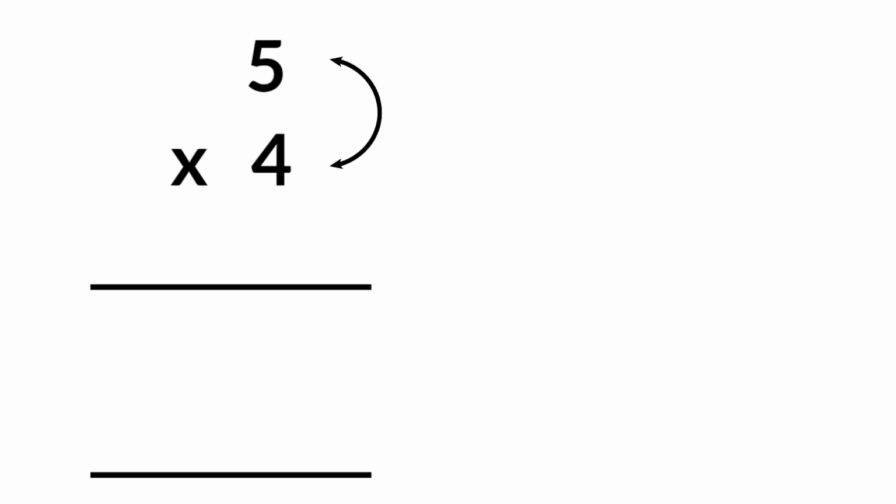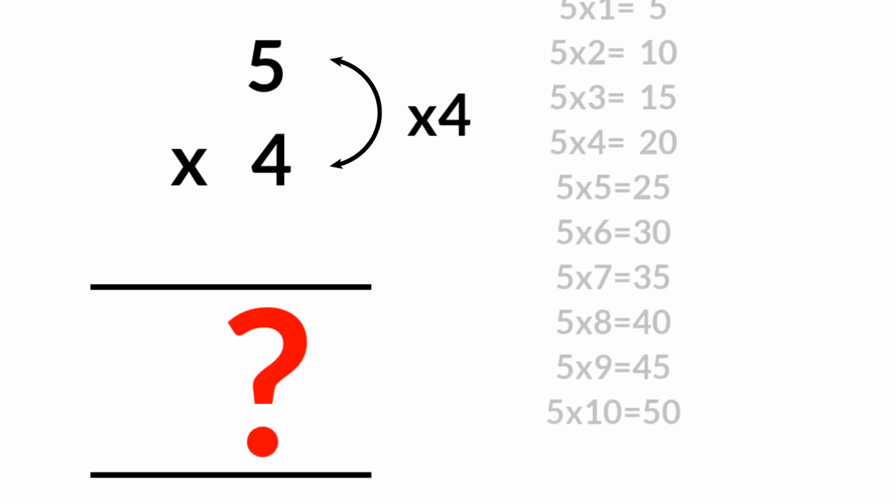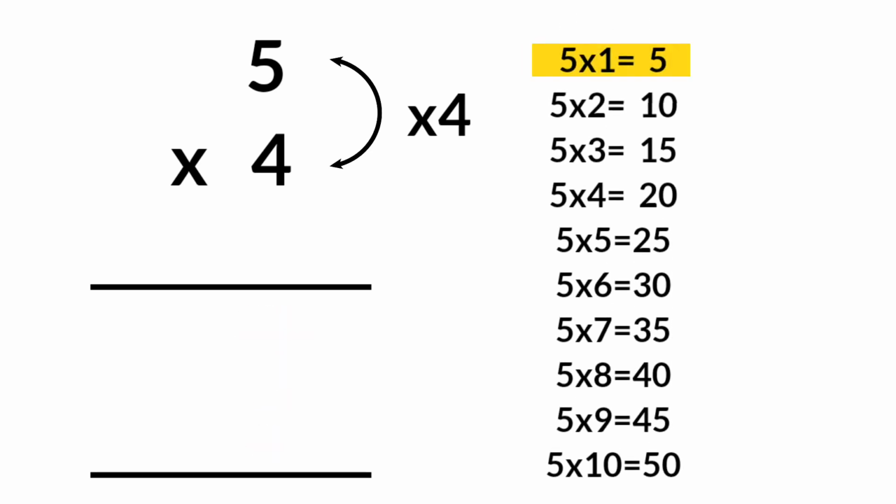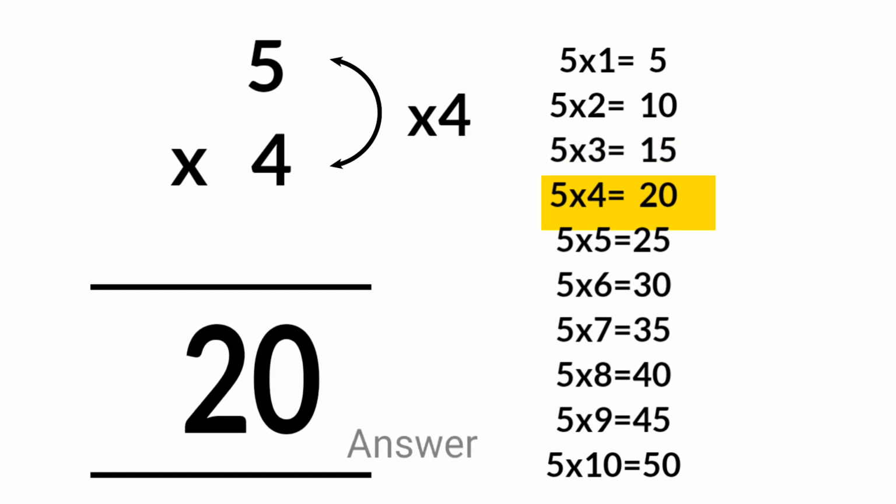5 multiplied by 4. Before solving this question, we write the table of 5. 5 ones are 5, 5 twos are 10, 5 threes are 15, and lastly 5 fours are 20. So 5 multiplied by 4 is equal to 20. This is the correct answer.